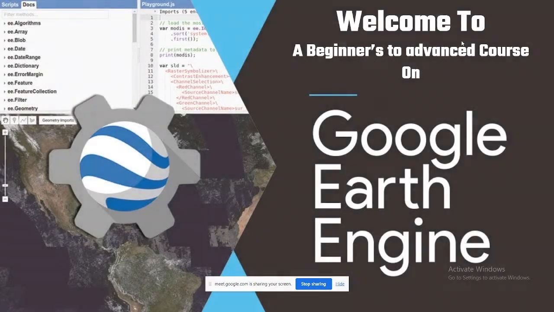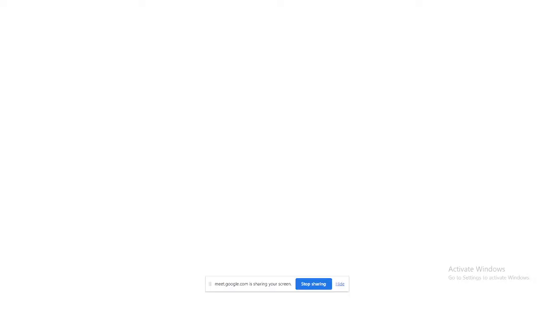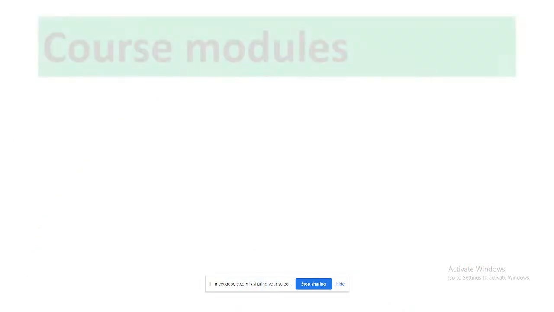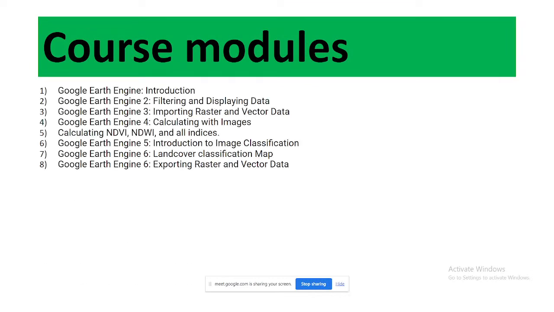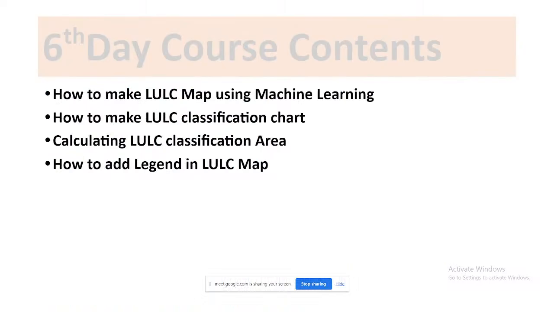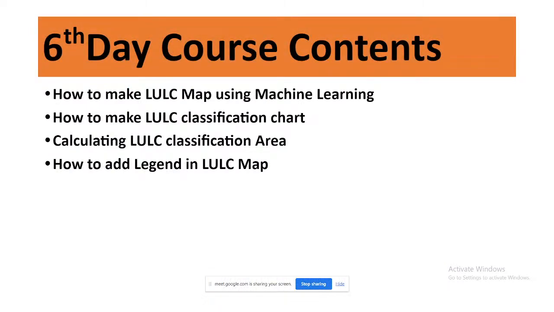So hi and welcome to the 7 days online training program on Google Earth Engine for remote sensing analysis from beginners to advanced level. Today is our sixth class, and mainly today we will try to discuss the land use land cover classification, how we can easily perform it using the Google Earth Engine platform. I will also discuss how we can easily make the land use land cover classification map using machine learning.